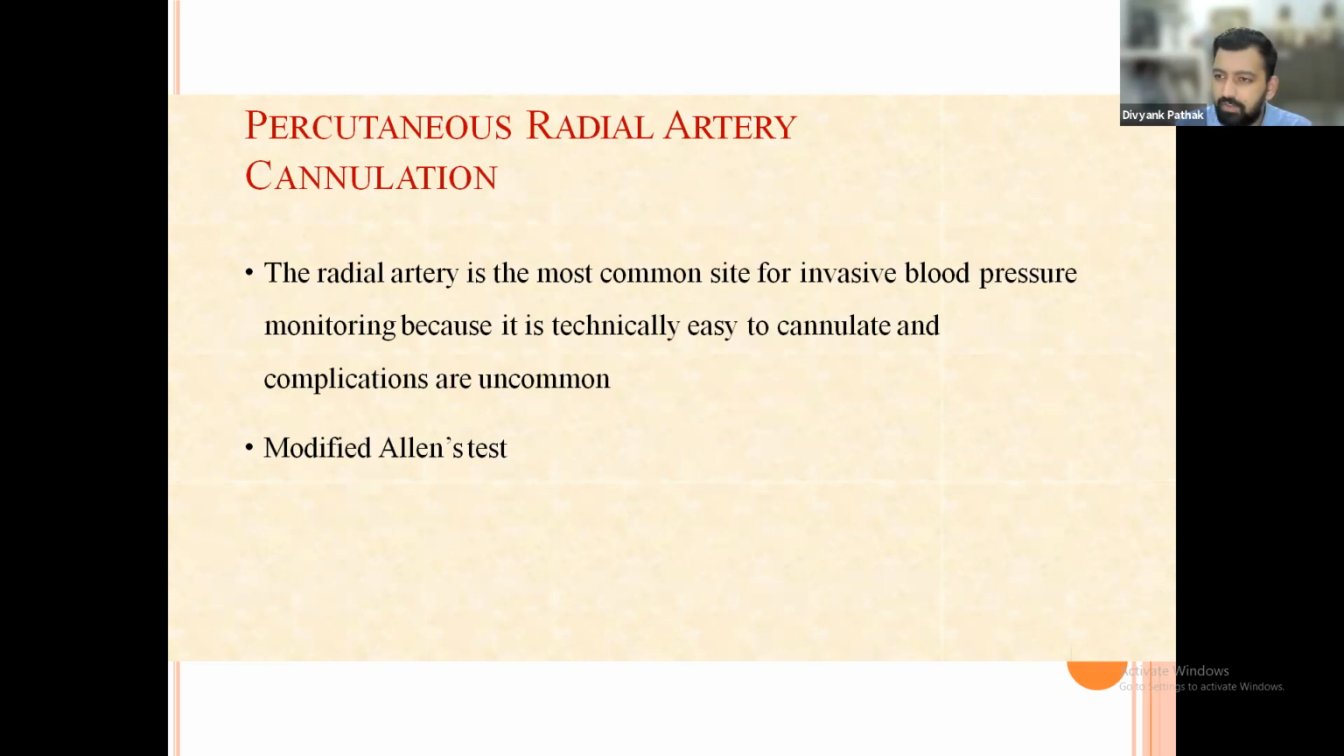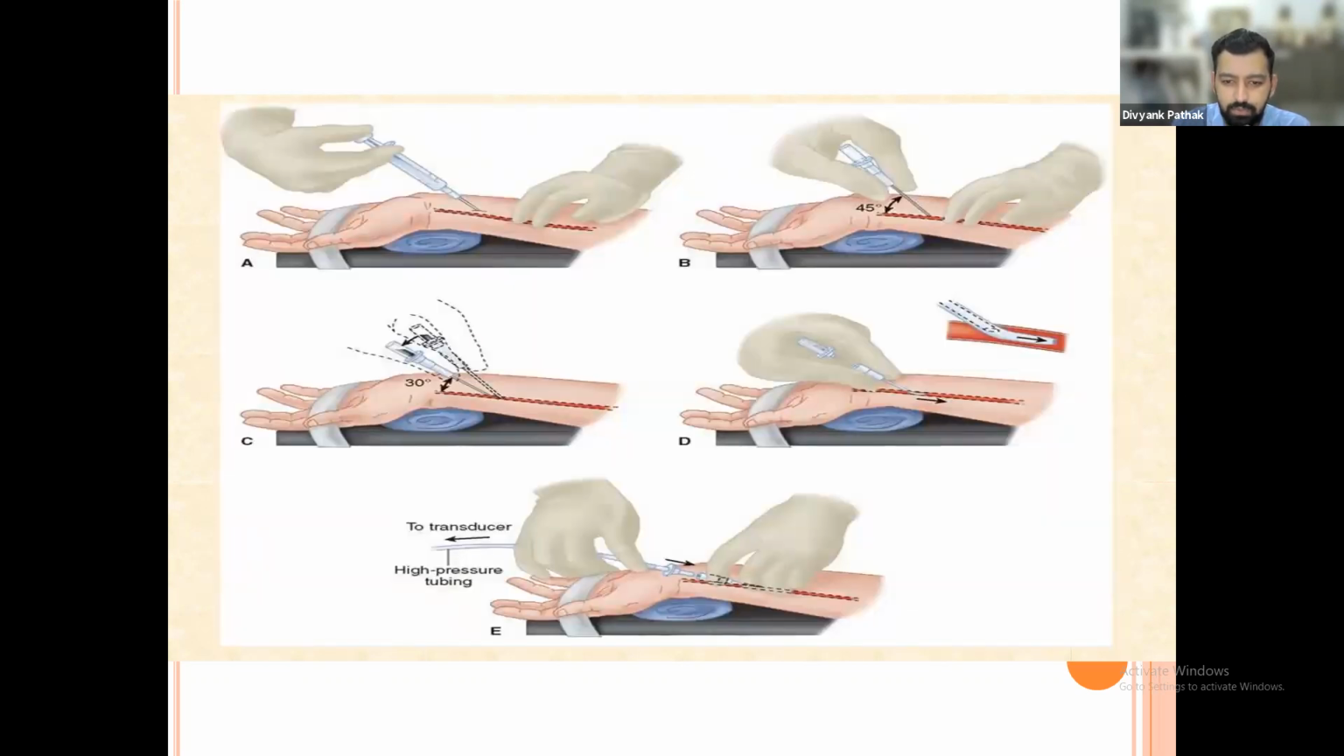But before that, we have to do a modified Allen test, which we all know is necessary whenever we are doing any prick on the radial artery or ulnar artery. So this is a kind of pictorial.